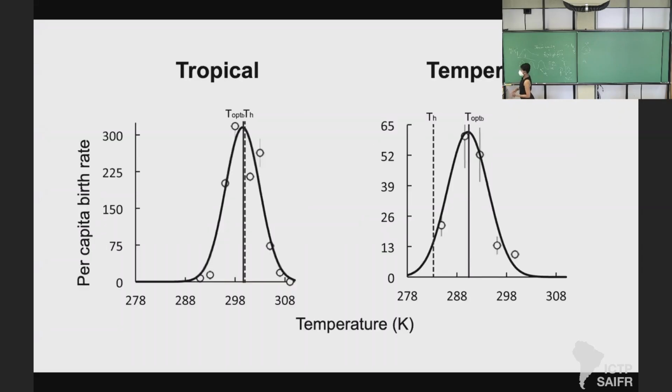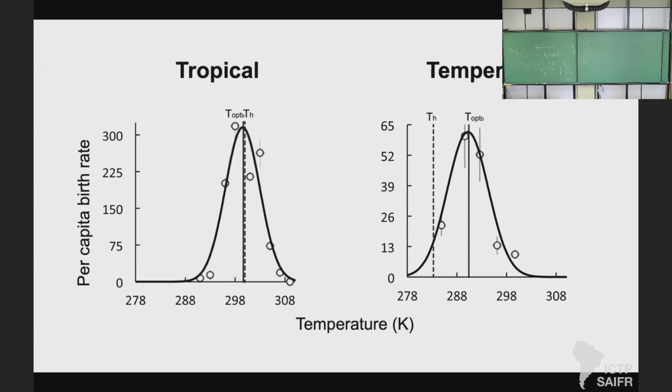here are data from a tropical and a temperate insect species. You can see that in the tropical species, TH is the mean habitat temperature, T opt is the optimal temperature. They're exactly coincident. But that makes a lot of sense, right? Because in the tropics, it doesn't fluctuate very much, the optimal thing to do is to be at the mean habitat temperature, right?